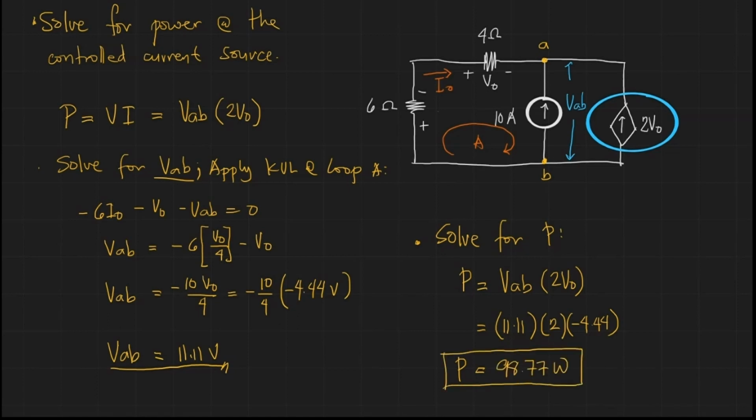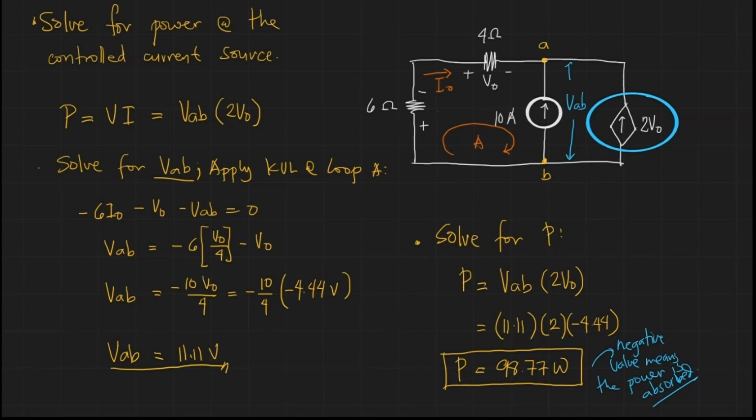98.77 watts. So I disregarded the negative because the negative only tells us that the power is being absorbed rather than being produced. So this is the concept of this. So we have now the power, which is equal to 98.77.